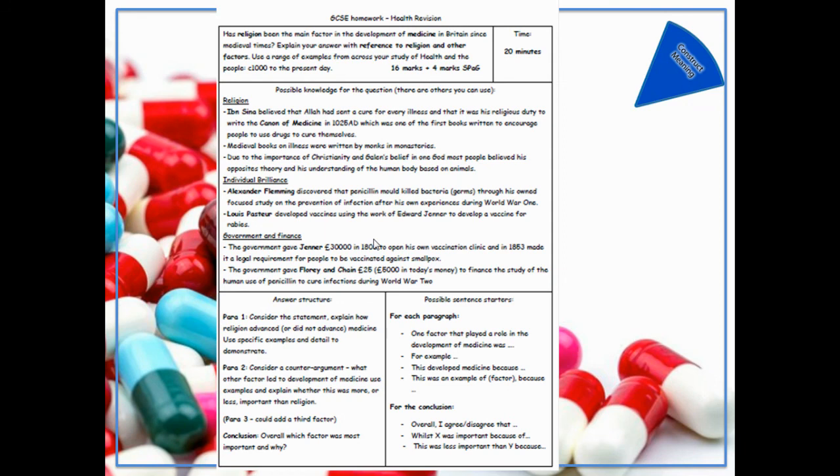So, pretty much over to you. You've got the question in front of you, or you should have it just here if you just want to have a look at it and write the answer on a piece of paper. I've given you some knowledge that you could use in the question. The key things are that you include a paragraph on religion, a paragraph on a different factor. You could do individual brilliance, you could do something else, and then a third factor. So you could do government and finance, you could do another one, and then overall in your conclusion why you think the factor that you've selected was most important.